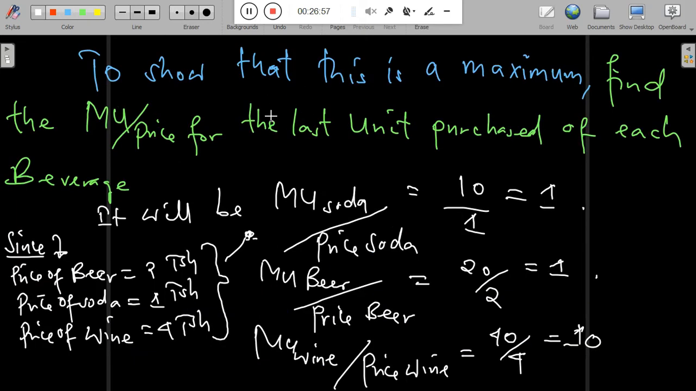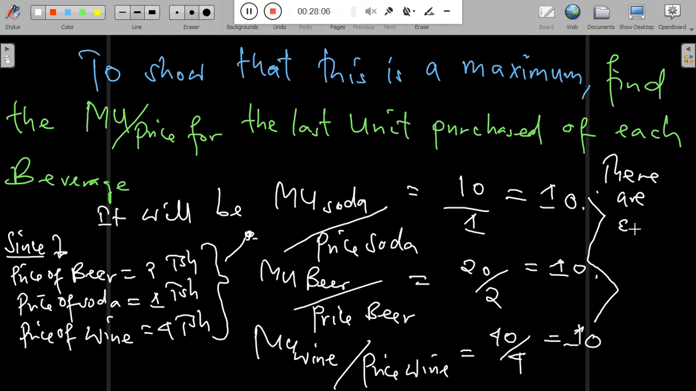Now let's find the maximum. To show that this is a maximum, we need to find the marginal utility with respect to the price of the last unit purchased for each beverage. So it will be the marginal utility of soda divided by the price of soda, 10 divided by 1, which is equal to 10. Then the marginal utility of beer divided by the price of beer is 20 over 2, which is equal to 10. Also, the marginal utility of wine, 40, divided by the price of wine, 4, will give you 10. So it gives exactly equal marginal utilities between the 3 beverages.